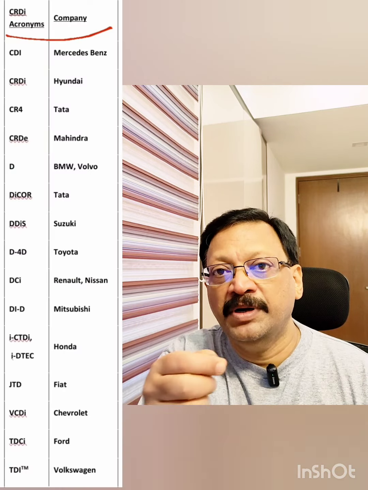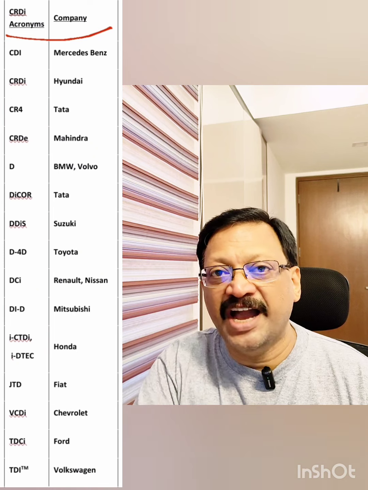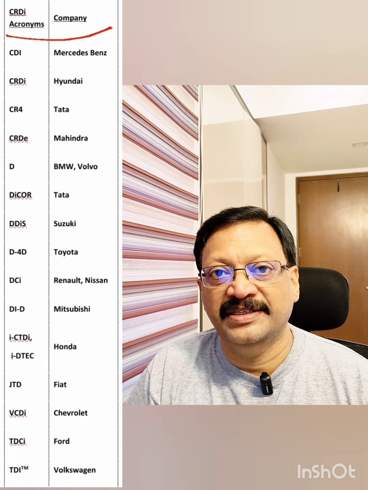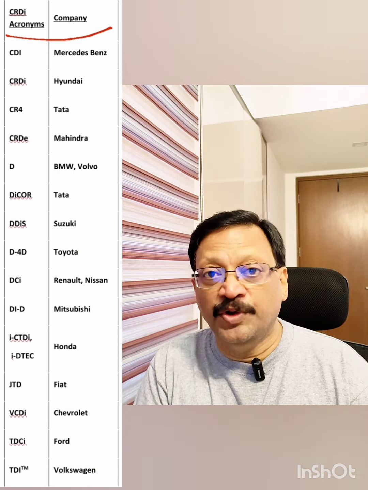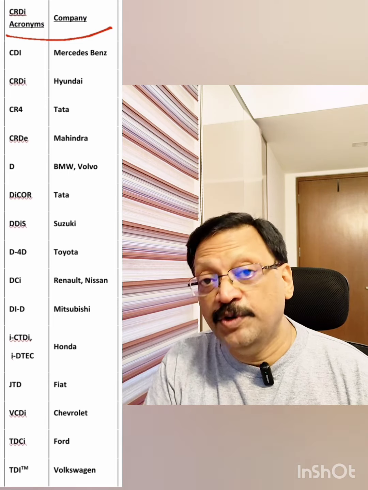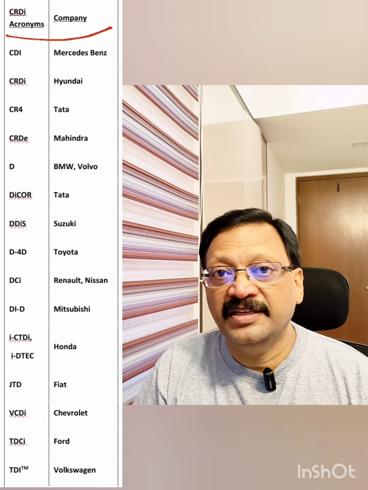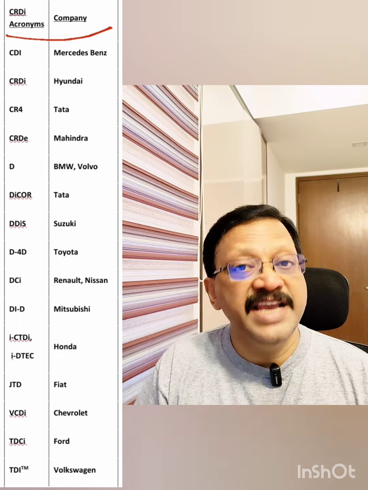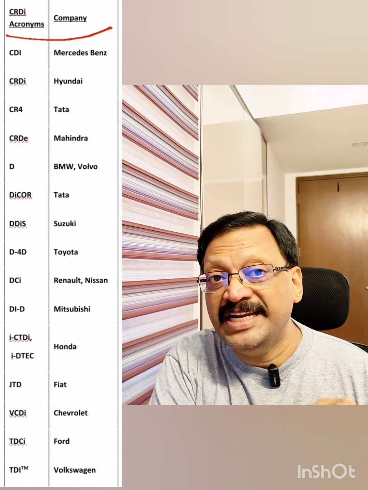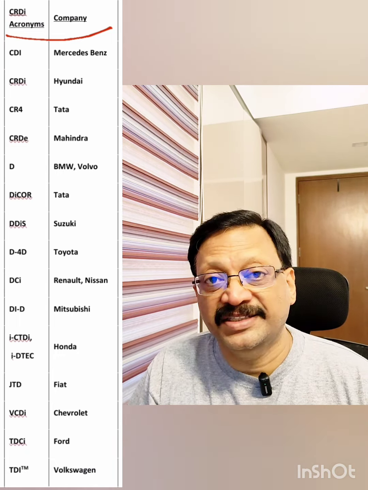But you can see that each car manufacturer uses different acronyms. For example, Mercedes-Benz uses CDI for the CRDi engine. BMW and Volvo use just the letter D. Ford uses TDCi. Honda uses i-CTDi. Volkswagen uses TDI, turbocharged direct injection system.